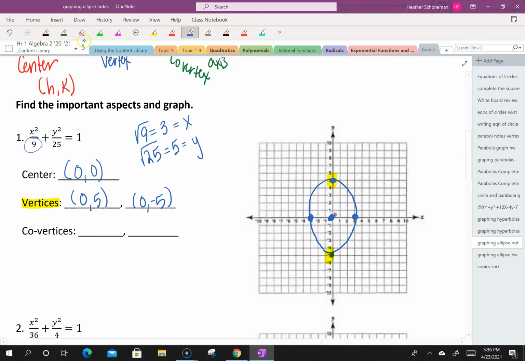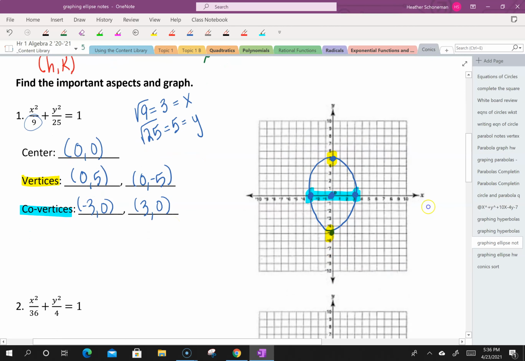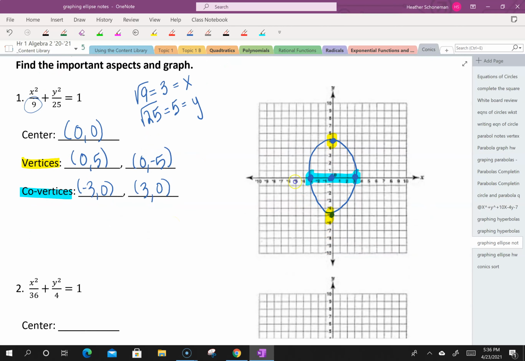For my co-vertices, they match up with the shorter axis. Okay, and so those 2 points would be (-3, 0) and (3, 0). And that's it.